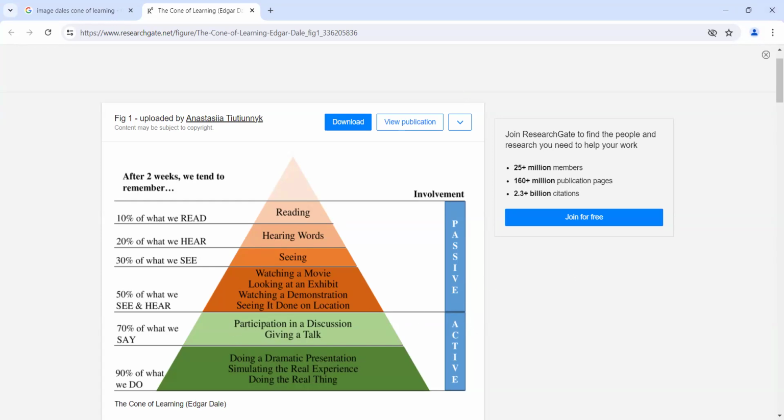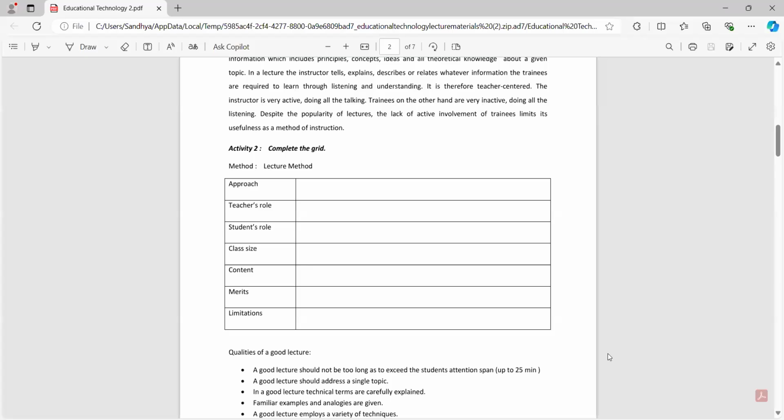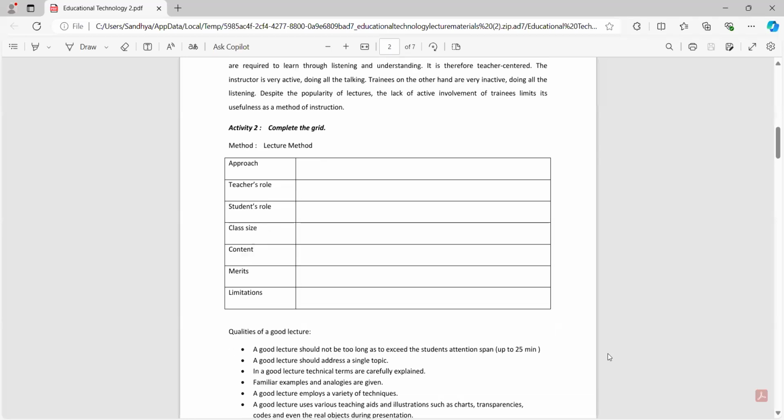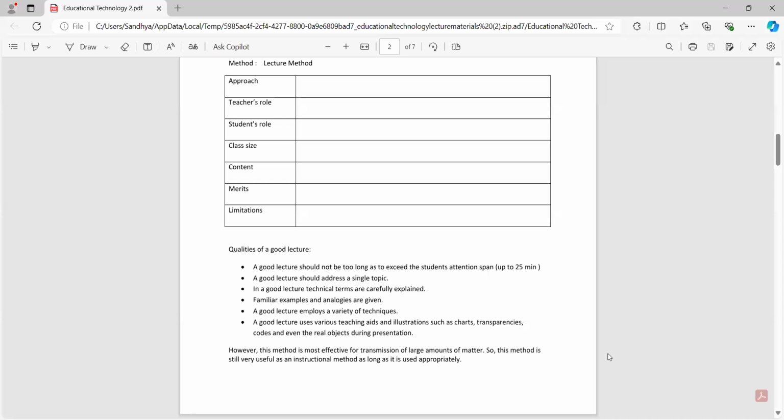Right. Back to my lecture note. So now we looked at the lecture method, its features, and its limitations. Across the globe, the lecture method is still being used, which we term the talk and chalk method, because the teacher goes on talking while writing something on the board. That is how it happens in the lecture method.